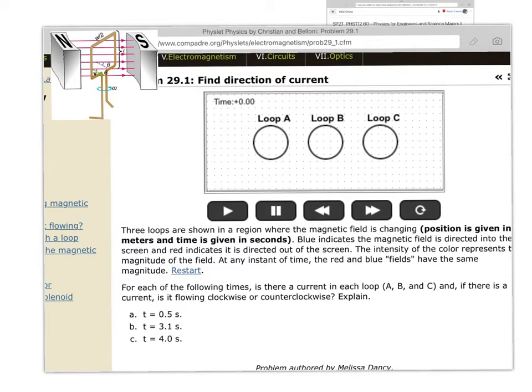Okay, Lab 11, we've come a long way. Faraday and Lenz's laws, and not easy, but I think easier than Biot-Savart and Ampere. So a few words about the lab.